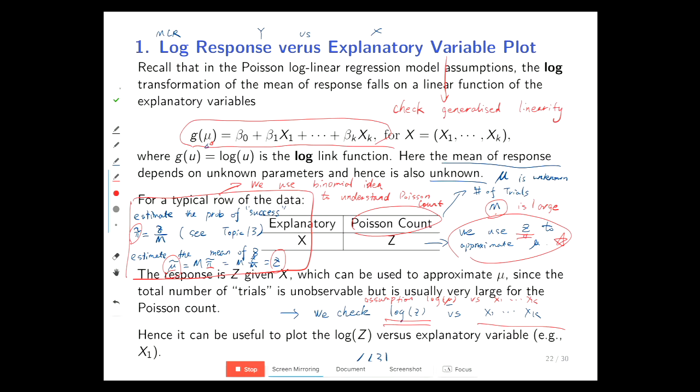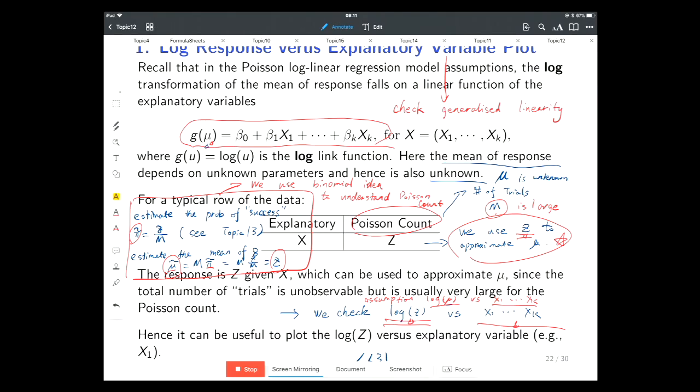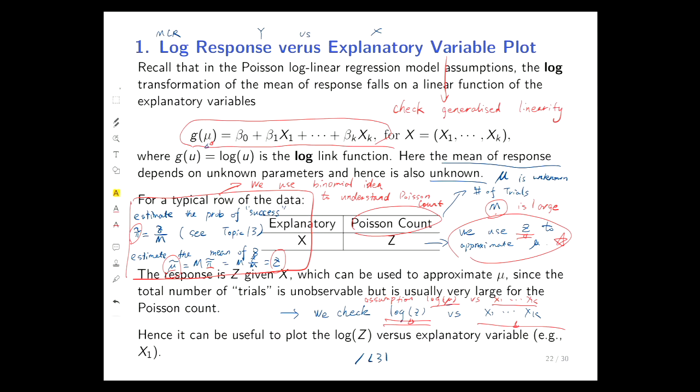So in this case, because the assumption says log mu has a linear relationship with x1 to xk, what we need to do is just to check the relationship between log z and x1 to xk. And in this case, we obtain our log response versus experimental variable plot. That's how we do that, even though the idea behind it requires the understanding of the relationship between the binomial distribution and the Poisson distribution, which may be beyond the scope of this course.